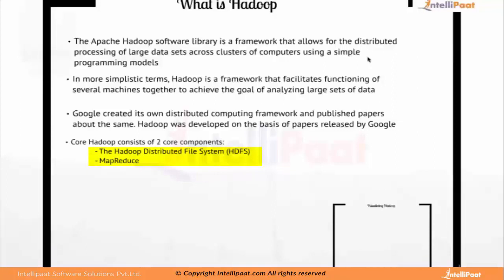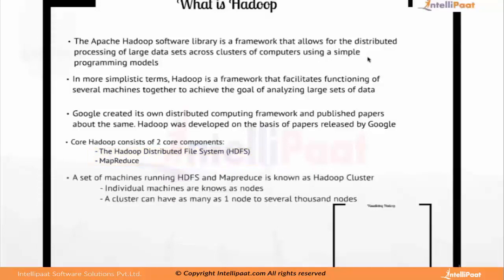Hadoop consists of two core components, HDFS and MapReduce, the Hadoop Distributed File System and MapReduce. A set of machines running HDFS and MapReduce is known as a Hadoop cluster. Individual machines are known as nodes, and a cluster can have as few as one node to several thousand nodes.